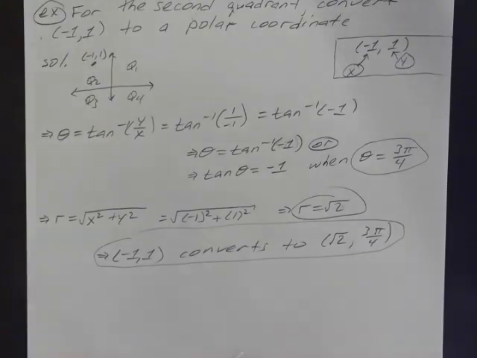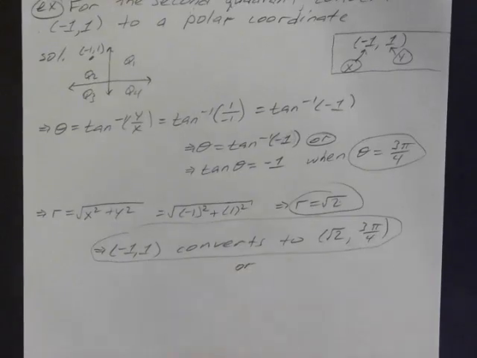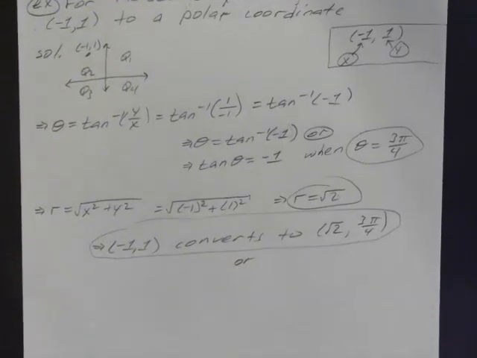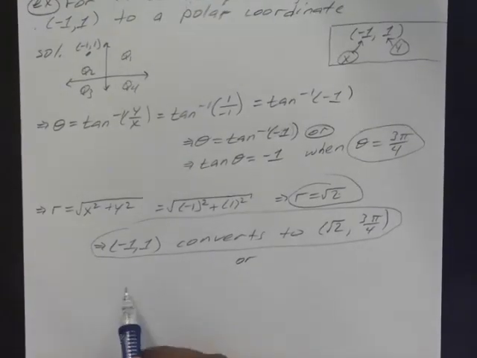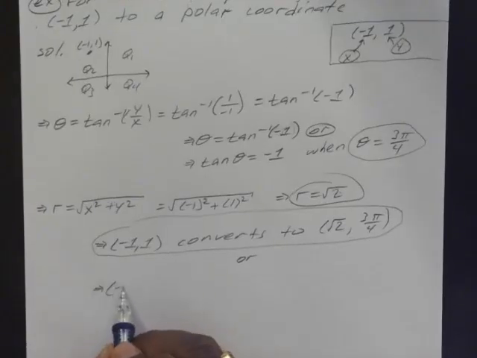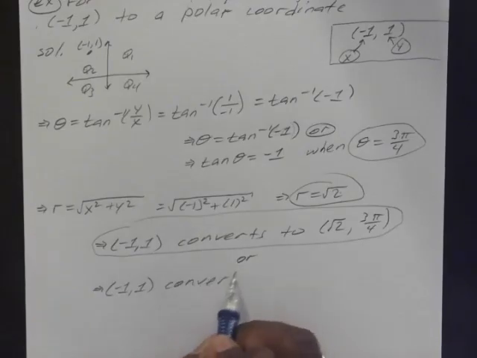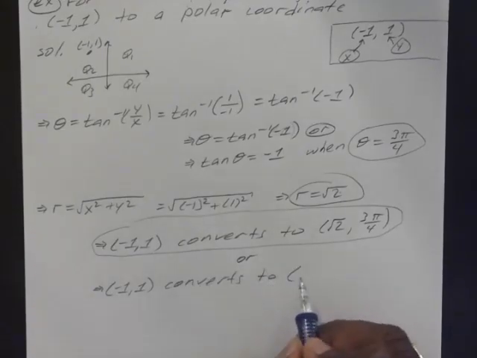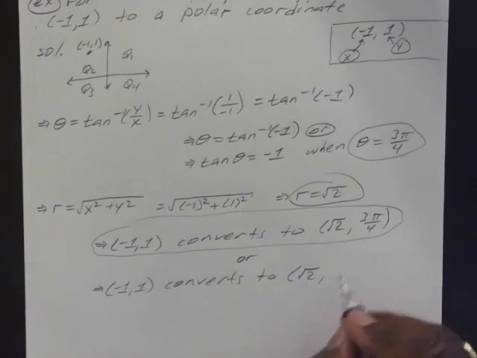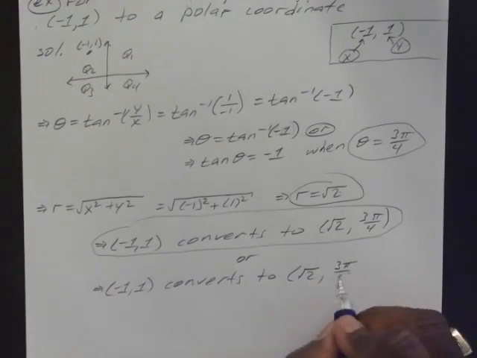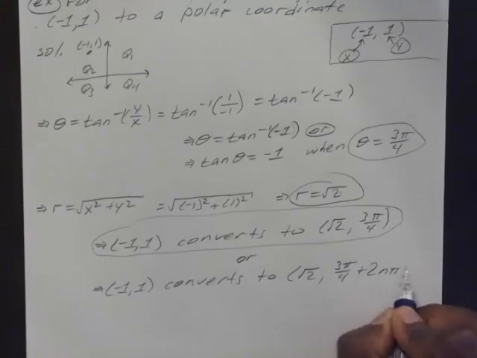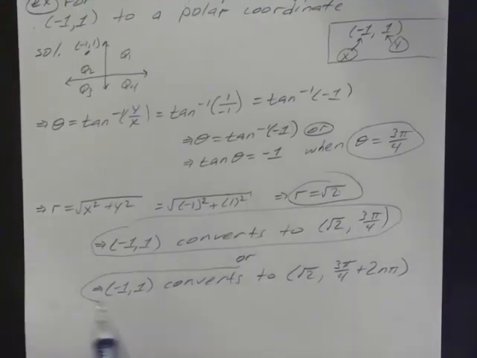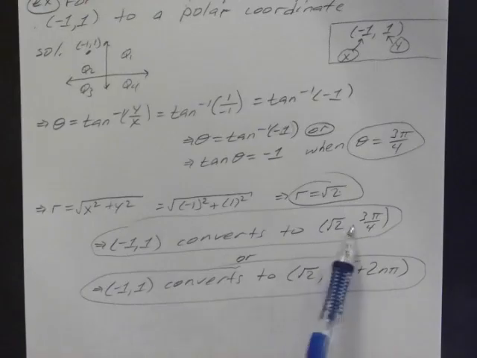Okay, or, and this is just in case Newton decides to just be a jerk about it, the actual answer, even though this is a point, is the fact that you have to point out that it converts to the point square root of 2 and 3 pi over 4 plus 2n pi. That's technically the right answer.